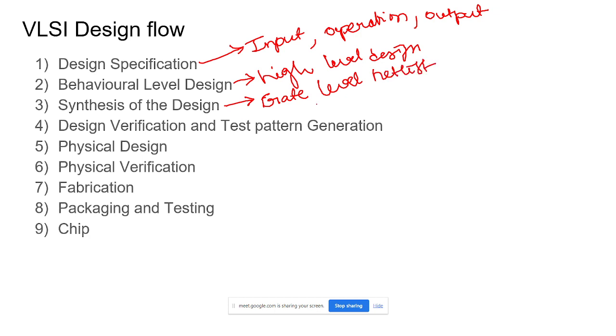Then this gate level netlist, you will use it to generate the test patterns, and you will perform the verification. Followed by this, you will perform the physical design, which includes placement and routing, PNR. Then followed by physical verification, then fabrication, packaging and testing, and you obtain the final chip.